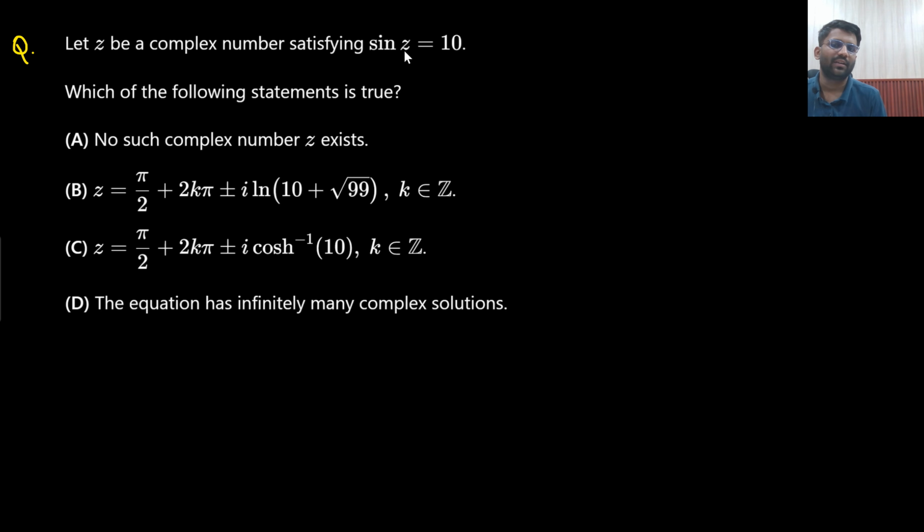Sin z equals 10. A sinusoid can have a maximum value of plus minus 1 only, right? That means no such value of z exists. This is wrong. You solve it and try doing it. Think about polar form, whatever you can think. Just think as much as you can. I'm leaving it up to you. Surely I will solve it in the next video.